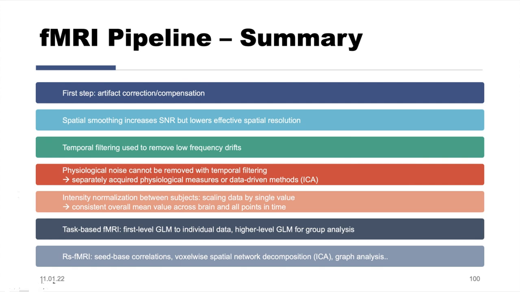And there is intensity normalization between subjects, and this scales the data by single values so that we have a consistent overall mean across all brains and all points in time. Because for the MRI signal there's no standard reference unit, so each individual can emit different signals basically. There are different kinds of fMRI. So there's task-based fMRI and resting state fMRI, but we will cover this later as well.